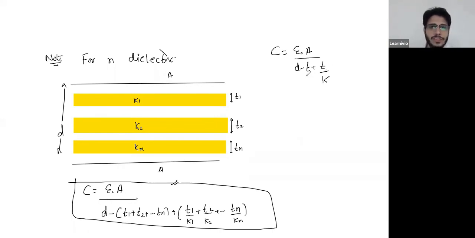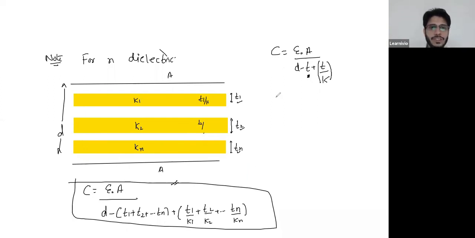So if instead of a single slab, you have a number of slabs, then instead of this T, you will get T1 plus T2 plus Tn, the sum of all slab thicknesses. Similarly, earlier you had just one dielectric slab, so you got T by K. But when you have n slabs, you get T by K for each slab: T1 by K1 for the first slab, T2 by K2 for the second, Tn by Kn for the last. That's why I'm adding them.